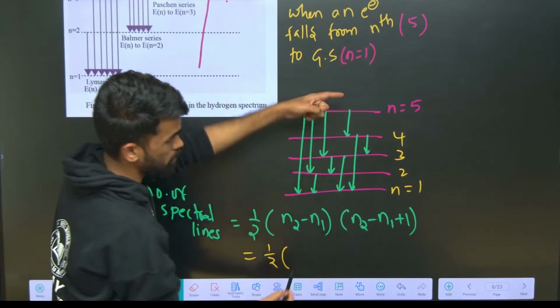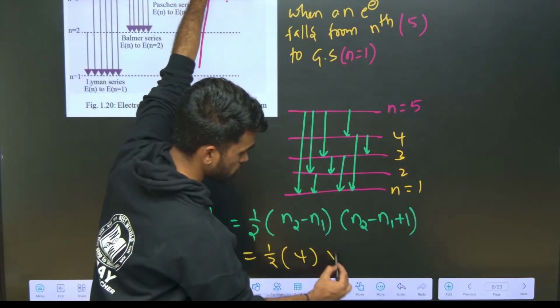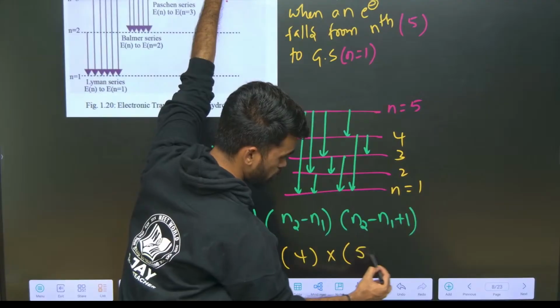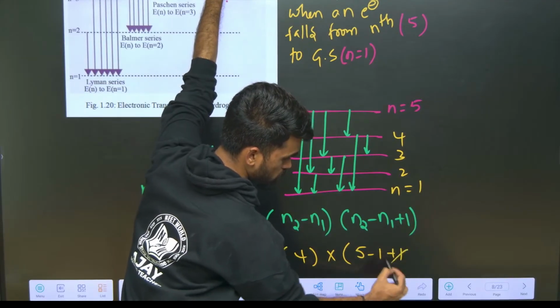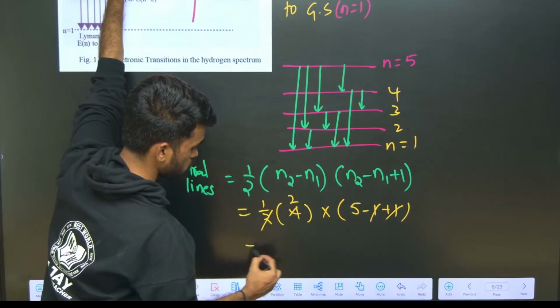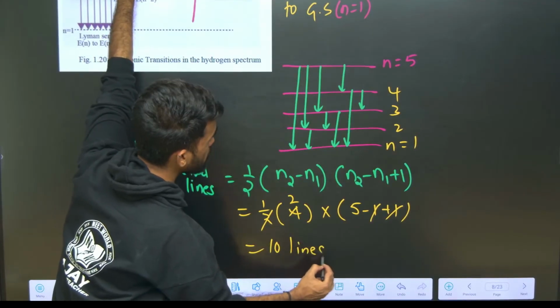So 5 minus 1 is 4, into 4 plus 1, 5. See here 5 minus 1 plus 1, so I can remove this. So how much here? 4 into 5, by 2. So 10 lines we should get. Okay, so just check here.